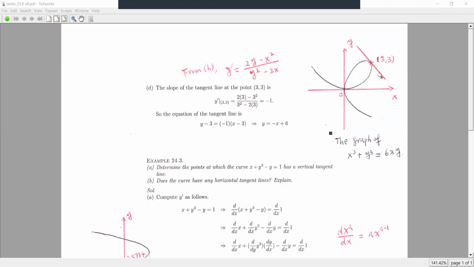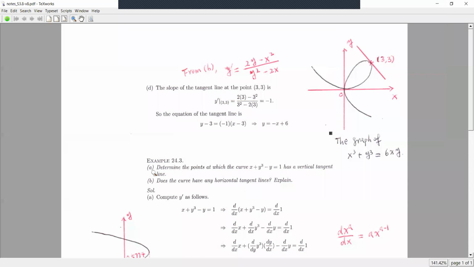To write down the equation of the tangent line, we need to know the slope of the tangent line. In part B, we have computed the derivative. Now, to get the slope of the tangent line at the point 3, we just need to plug the point into the derivative. Then the slope is -1. Now, we have the slope and 1 point on the tangent line. By the point slope formula, the equation of the tangent line is this. Simplify this equation, then this is the answer to part D.